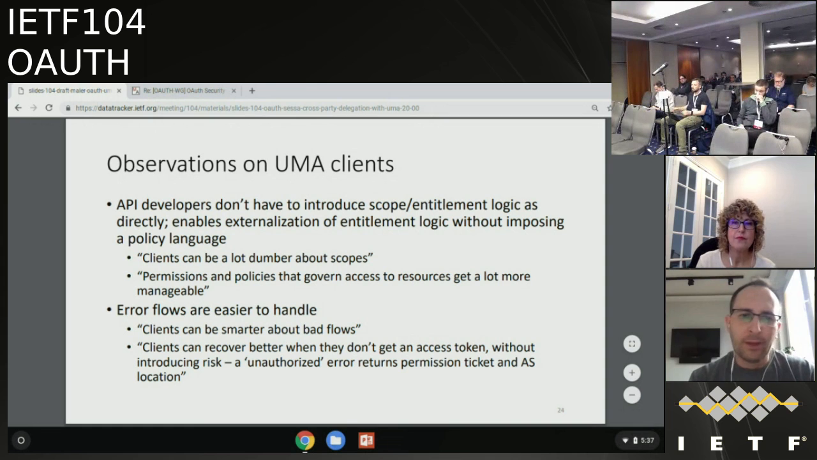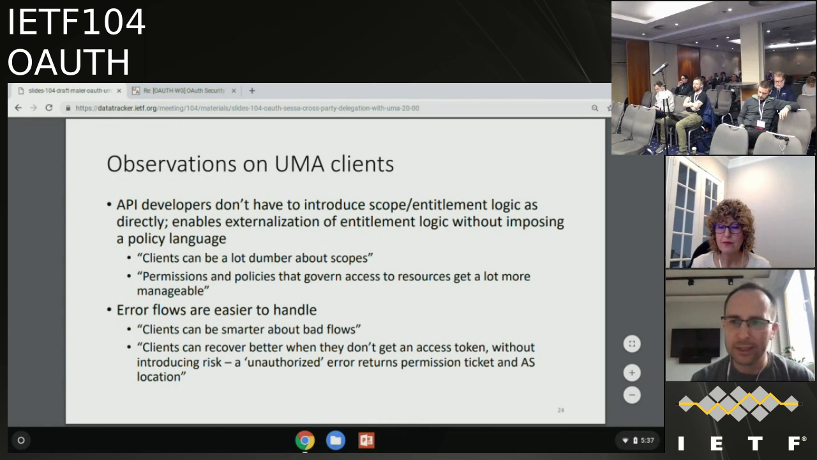All right. So some observations on the UMA clients, and I don't know if Pedro is in the room, but if he is, then I believe some of those are his comments. In the case of the UMA clients, what we realize is that the clients themselves can be a little bit dumber than in the OAuth case, right? They don't have to necessarily understand all the scopes. They can make a request to a resource server, obtain the permission ticket, and follow the interaction based on that permission ticket without understanding what scopes are associated there.